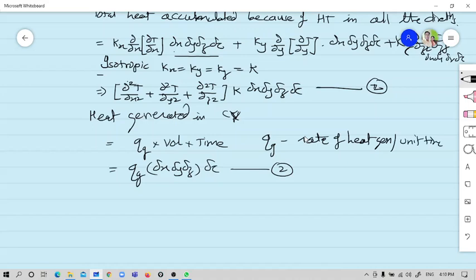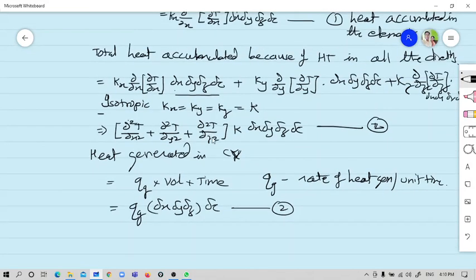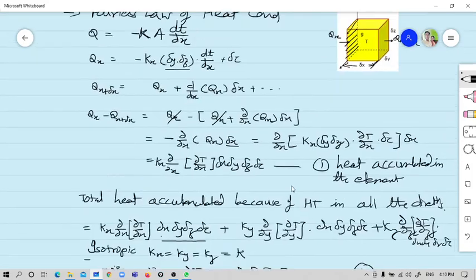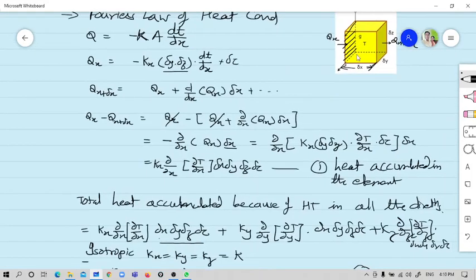So the units will be joules per meter cube per unit time, joules per meter cube second. Now whatever this heat is being generated and whatever this heat is being accumulated, they actually result in, let us call this equation 3, the increase of internal energy of this element, isn't it?